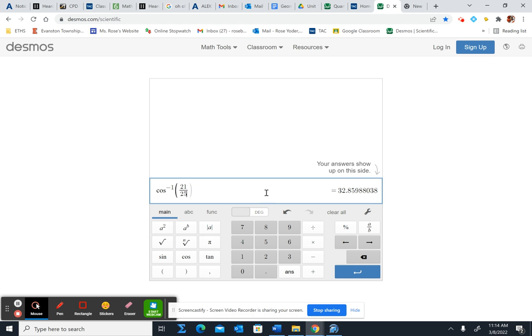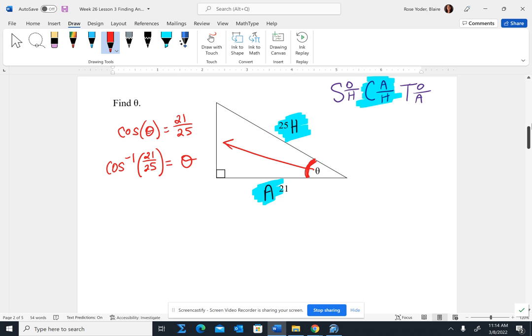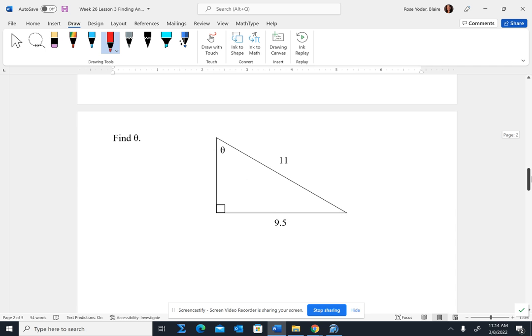I don't even need to, but this here is my angle measure. It comes out to be a messy decimal. I usually like about 3 decimal places, 32.859, but then I'd have to round up. So 32.86 is probably the best estimate. 32.86 degrees is approximately the measure of that angle theta. All right, let's try another similar example.